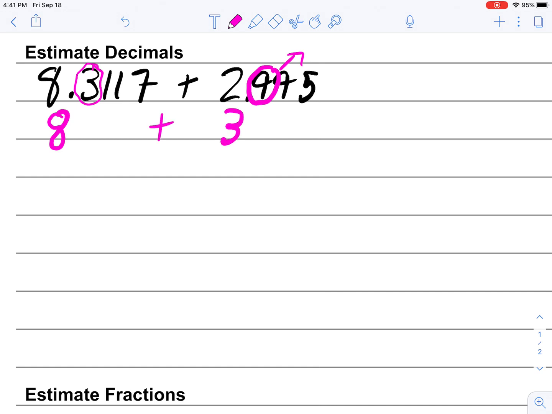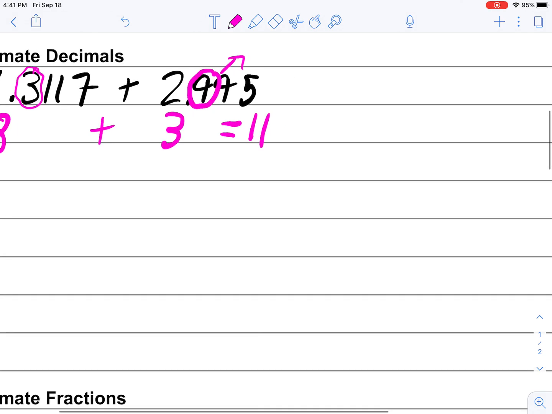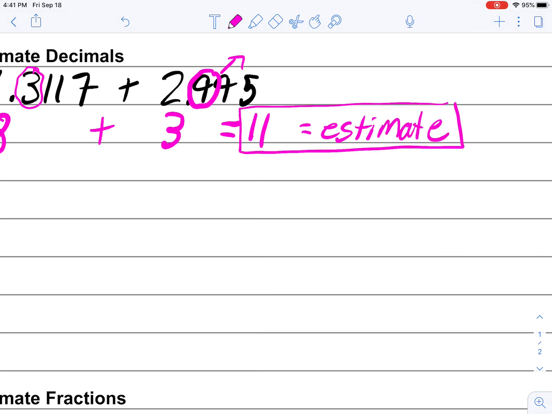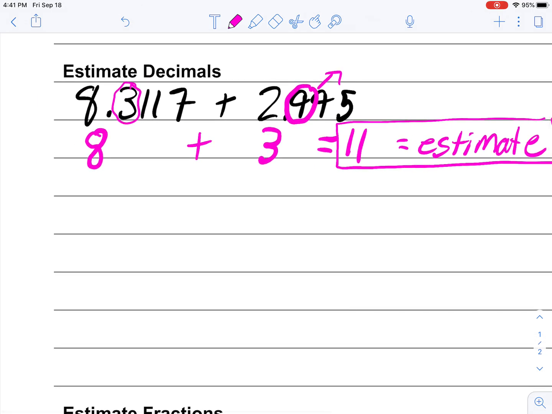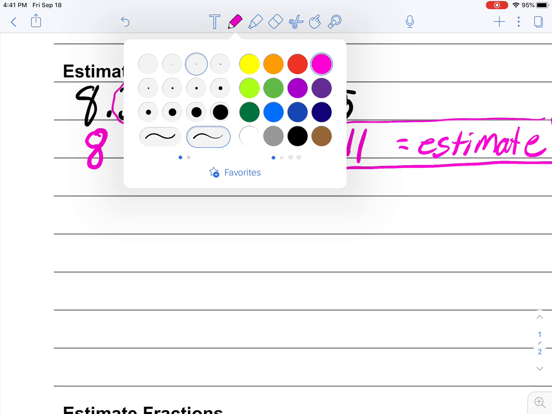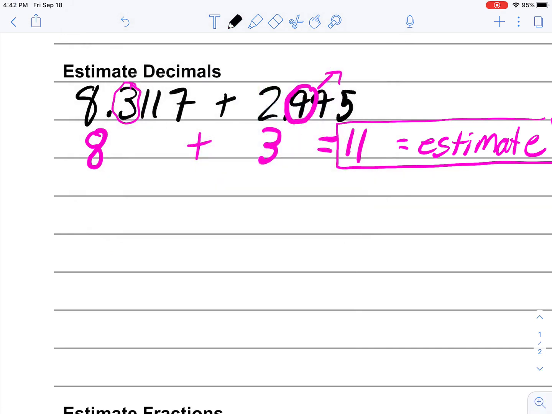And I'm adding these two numbers. So my estimate would be 8 plus 3 equals 11. Now this isn't the exact answer. This is the estimate. But in this case, we were only asked to find the estimate. So this would be my final answer. Okay? I'm going to give you another problem. After I give it, if you want, you can pause the video and see if you can find the estimated answer for this problem on your own.